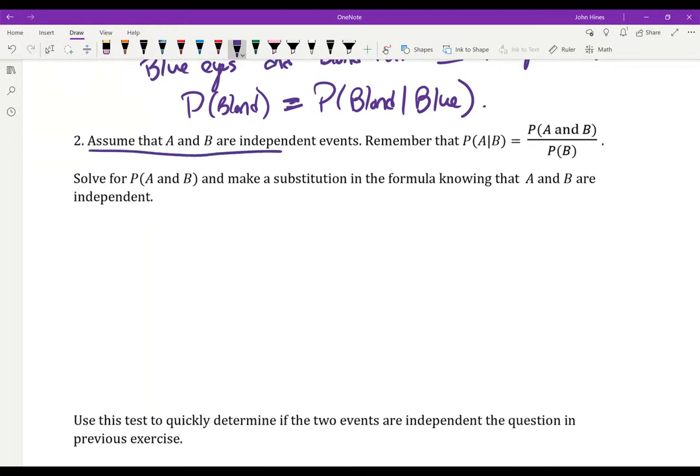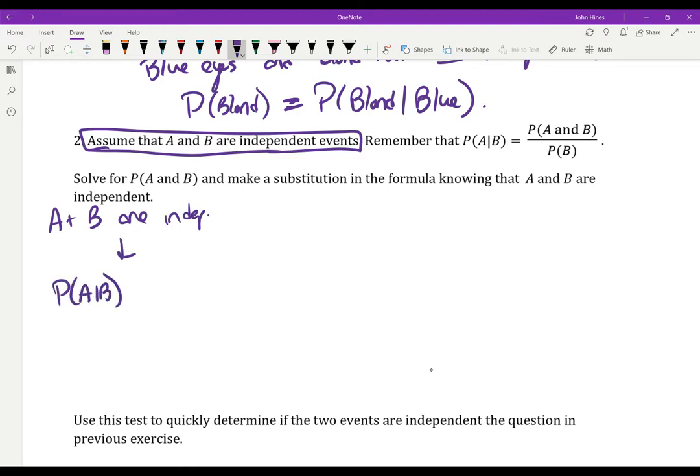So assume that A and B are independent events. So what does that tell me? That tells me the probability of A given B is the same as the probability of A. I was given independent events there. So A given B is the same as the probability of A. It's kind of like a flowchart proof I'm doing here. Well, wait a minute. What is A given B? Well, that's the and over B. So I'm going to make that substitution.